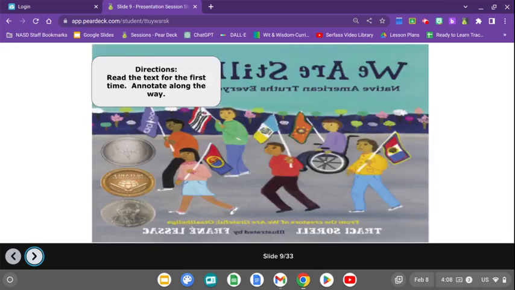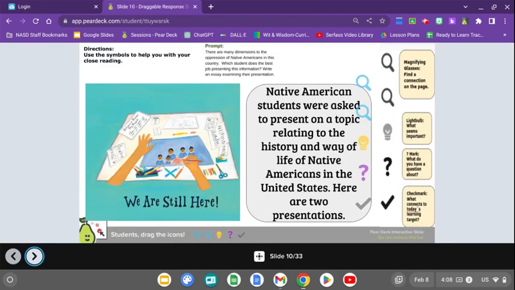Slide 9, directions. Read the text for the first time and annotate along the way. Say less. So we are still here as the text. Native American students were asked to present on a topic relating to the history and way of life of Native Americans in the United States. Here are two presentations, and you can see the student over here is putting the presentation together.